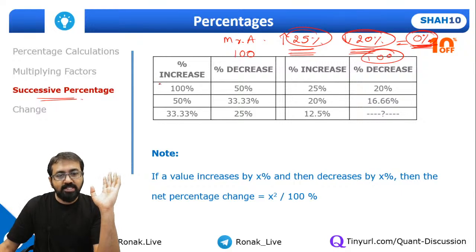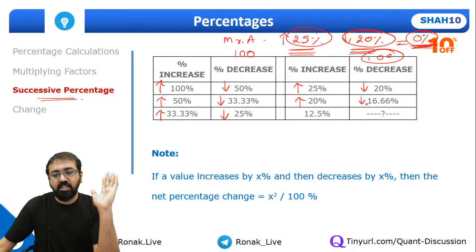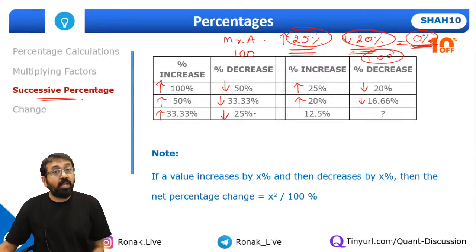So same way you can say 100% increase will cancel off by subsequent 50% decrease. 50% increase will get cancelled off by 33.33% decrease. 33.33% increase will be cancelled off by 25% decrease, and so on and so forth. So these are the pair of percentages that you need to remember. Now guys, where are we going to use them?